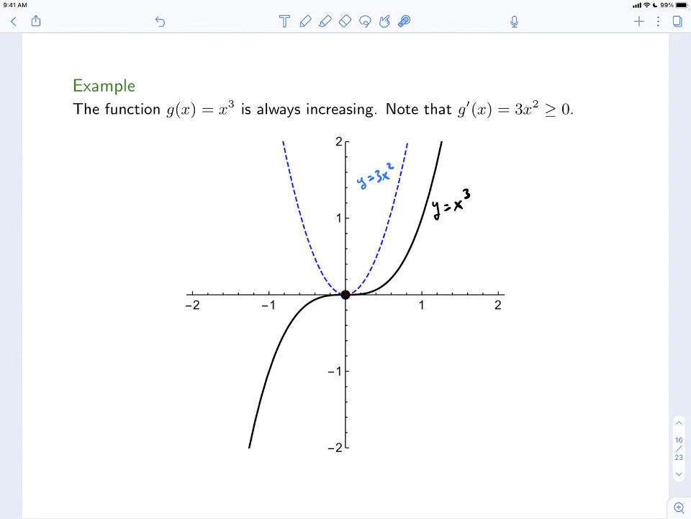It's always non-negative. So on any interval not containing 0, you'll have a positive derivative, which means the function is increasing there. And you can see that. On any interval not containing 0, the function is increasing. Well, in fact, the function is increasing even on any interval containing 0, because if you pick any interval at all, the function is increasing. It's just that the derivative doesn't tell you that. The function is increasing everywhere, but the derivative only tells you that it's increasing away from 0. That's because the derivative is 0 at 0.